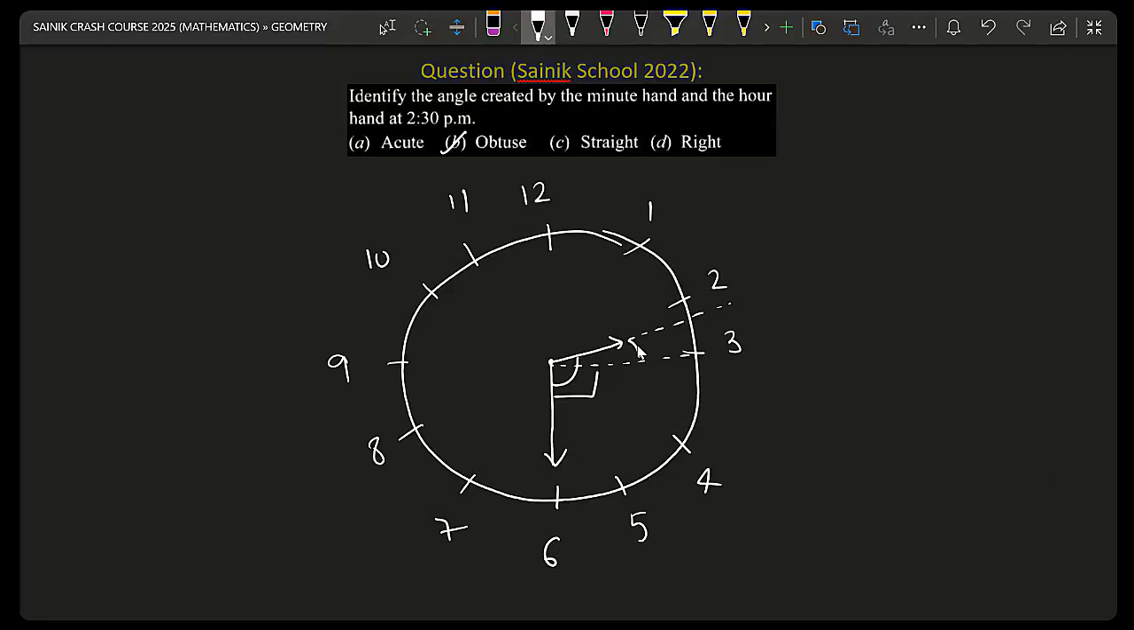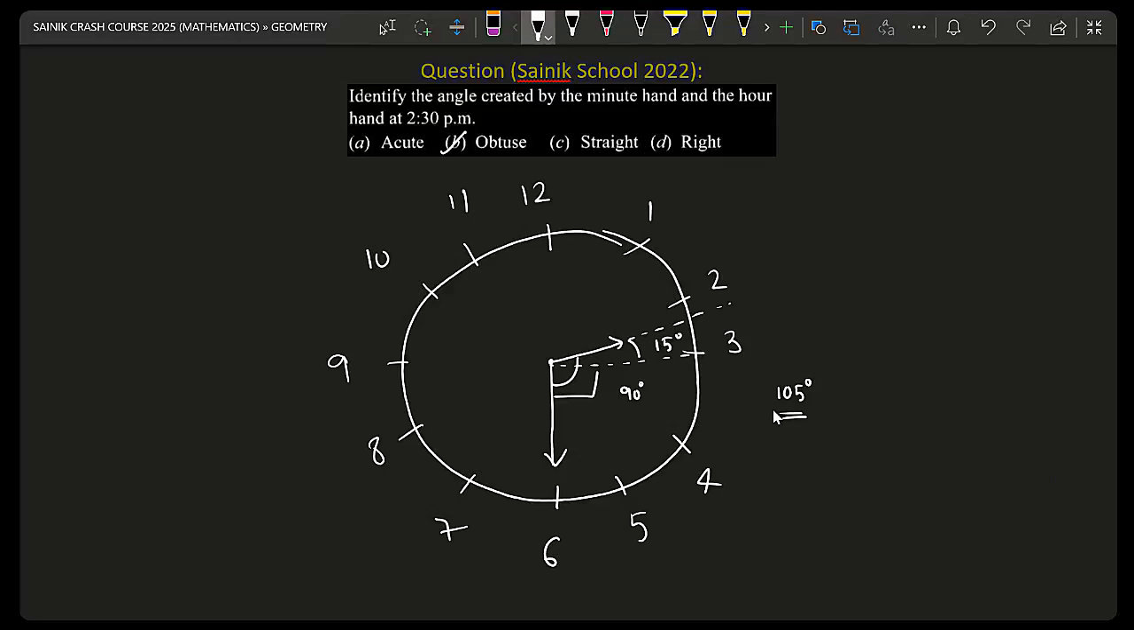The small hand is between 2 and 3, sir, exactly between 2 and 3. Yes, that means it is 30 degrees divided by 2, so this is 15 degrees, and this angle we already know is 90 degrees. So 90 plus 15 is going to be 105 degrees, right? Yes, very good. That is an obtuse angle, and the measure is also correct, 105 degrees.